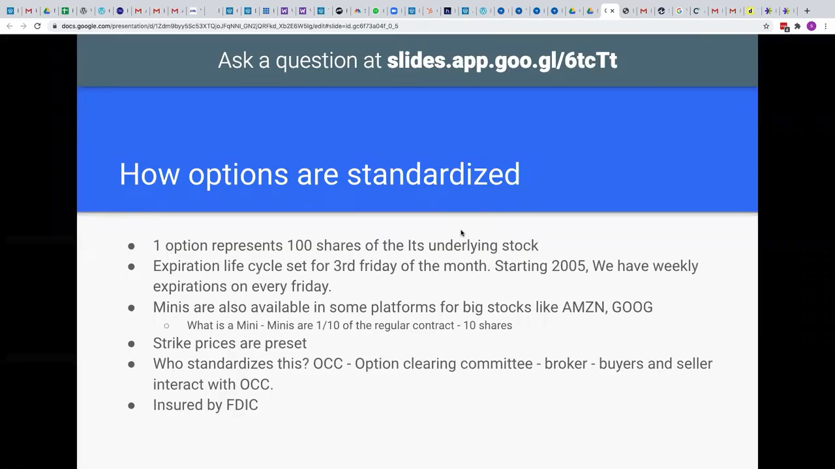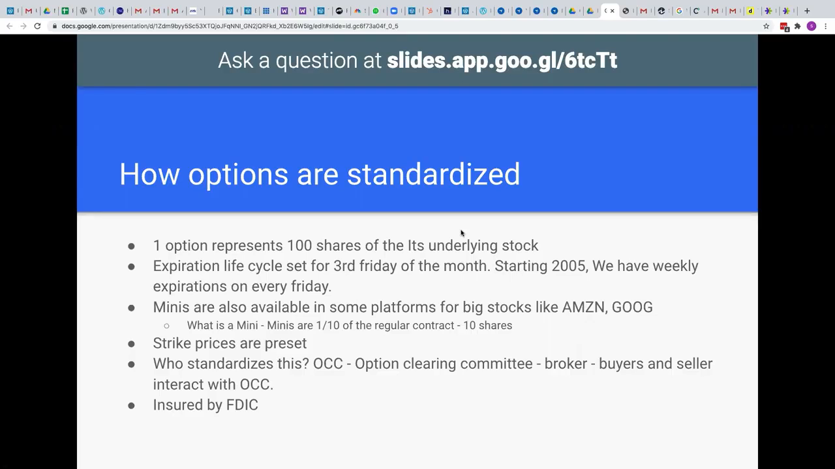So usually an option represents 100 shares of its underlying stock. That means when you say, I am buying one option, you are buying 100 shares of the underlying stock. For example, if you're buying one option of Apple, that means you have the right to buy 100 shares of Apple before the expiration. We'll talk about that. What is an expiration? An option is just like a stock with an expiration on it.